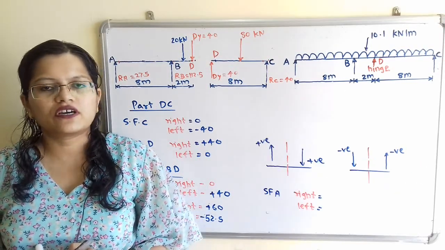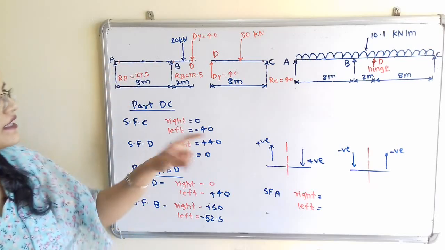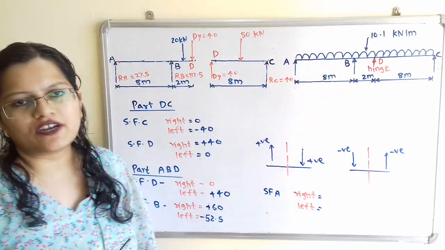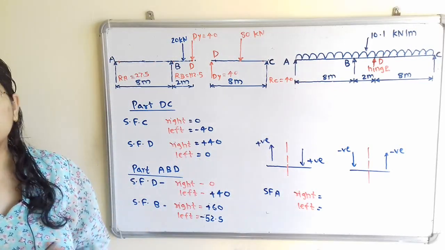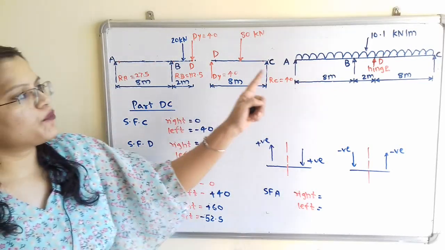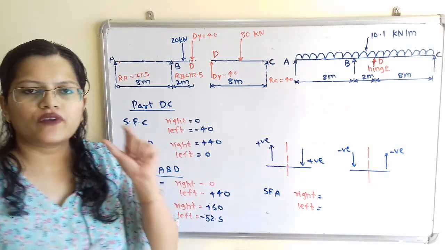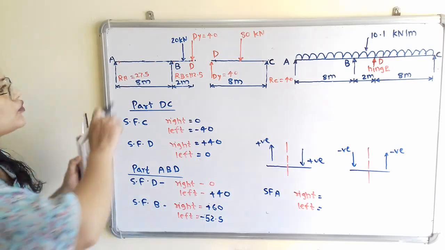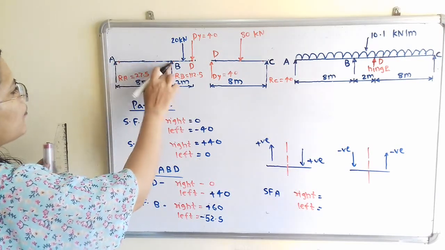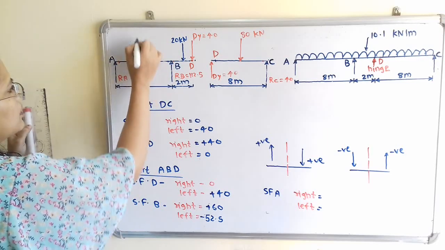To calculate shear force at point A, if we move to the part AB, then there is uniformly distributed load over a span of 8 meters. So we have to first show this load. It is 10.1 kilonewton for 1 meter. So for total span of 8 meters, it is equal to 80 kilonewton. And we have to show this load at the middle point of this part AB. So I will show here 80 kilonewton.